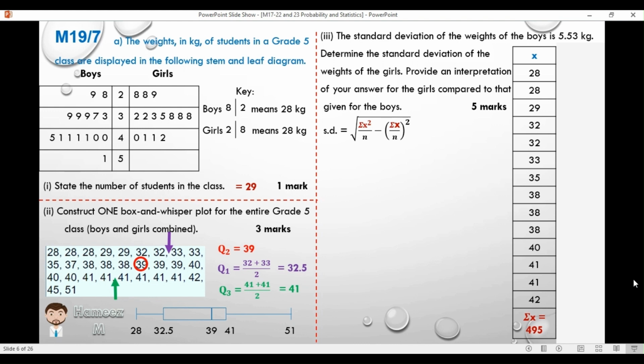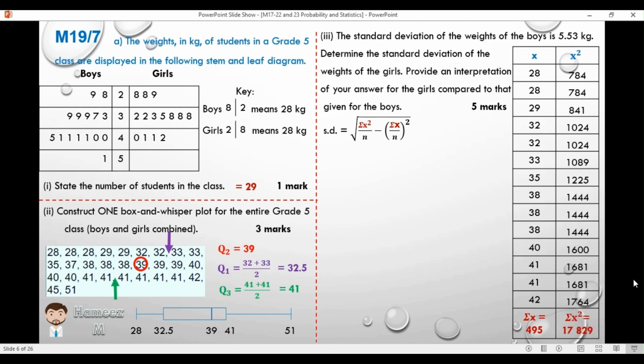So for each term of x, we need to find the square of it, the x squared term. And if we do that, we can see 784 is 28 squared, straight up to 1764 for 42 squared. So if we total that, it gives us 17,829.